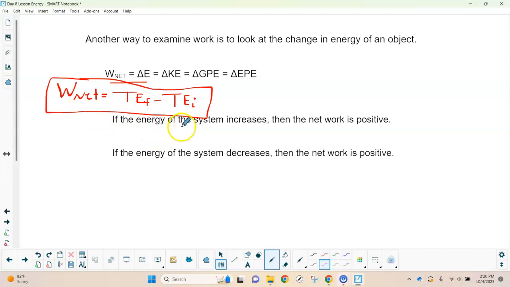So again, if the energy of the system increases, if we get a positive change in energy, and we can write T or E, that's fine, then we had positive work. If it's a negative change of energy, if the final energy is less than the initial energy, then that would be negative work being done.